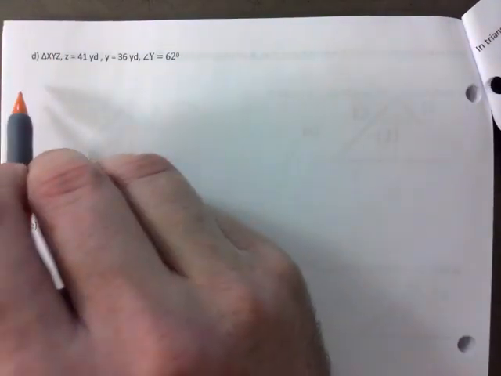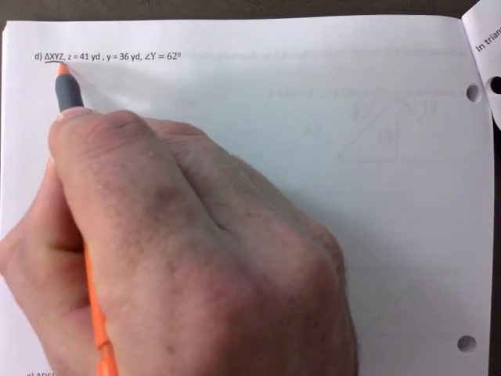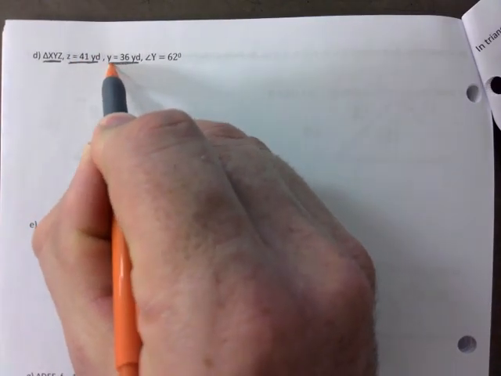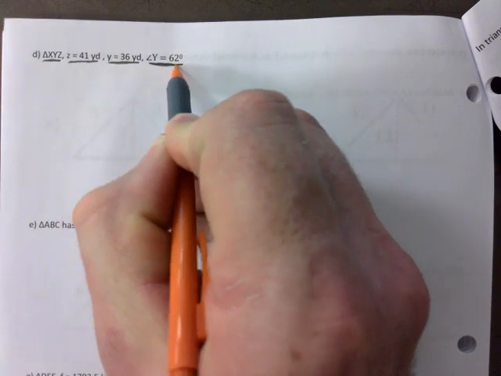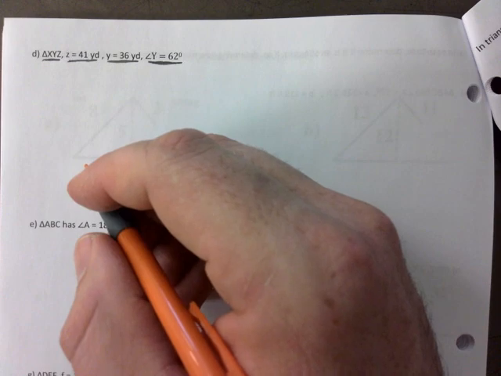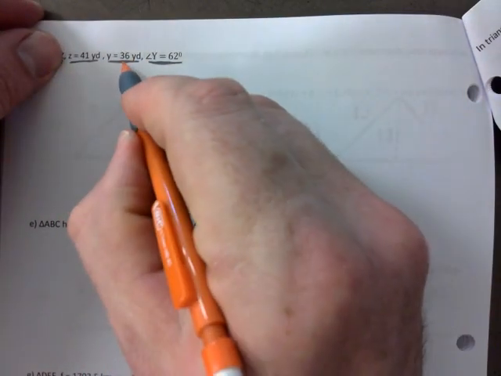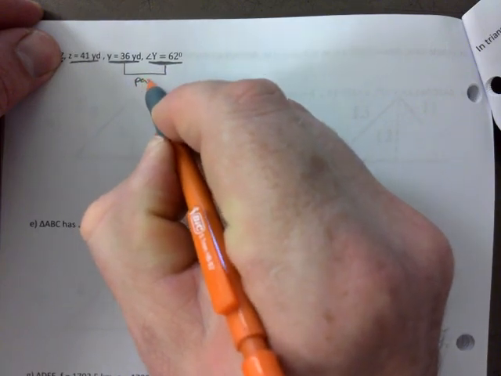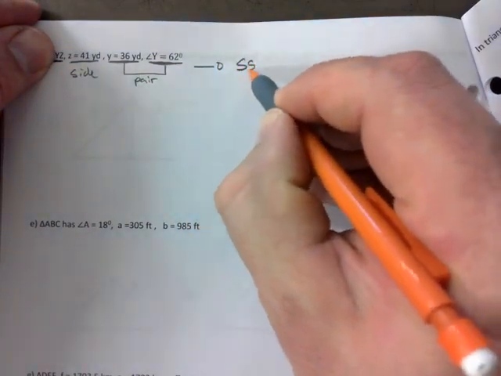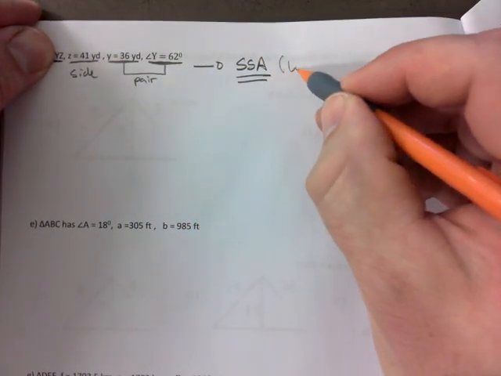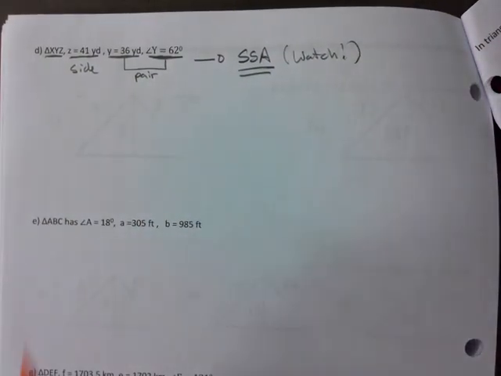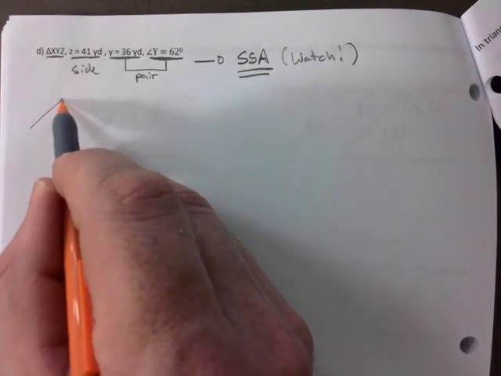Okay, so let's say we're on 107 here. Triangle XYZ. Z is 41 yards, y is 36, Y is 62 degrees. Remember, whatever we've learned right now is only a problem if it's an SSA. How do we know this is an SSA? Because you've got a pair, an angle and a side. That means this is an SSA, so you've got to watch out, especially when there's no diagram. Okay, so here we go. Draw your diagram.